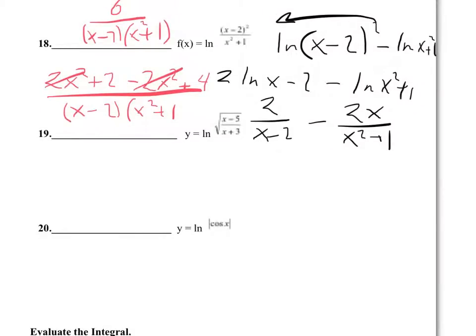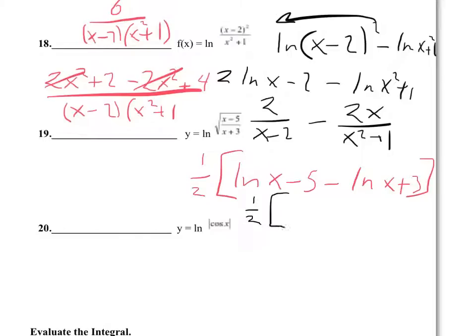Number 19, send the power in front, 1/2, and then natural log of x minus 5 minus natural log of x plus 3. Now this one I'm not going to bother to find the common denominator. But I will just say that this is 1/2 times 1 over x minus 5 minus 1 over x plus 3. I don't have the space here to combine that all, but you can imagine what it would be. The x plus 3 would go up over here, the x minus 5 would go over there, you'd change all the signs and then just combine the denominators.